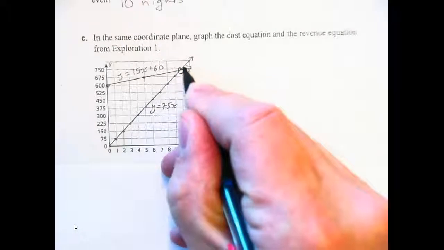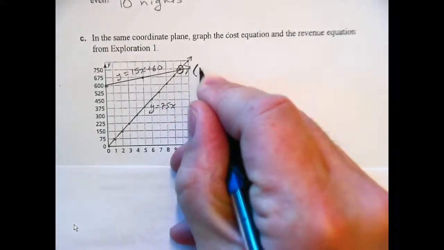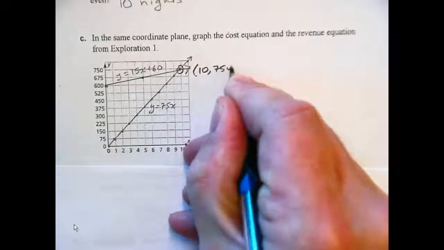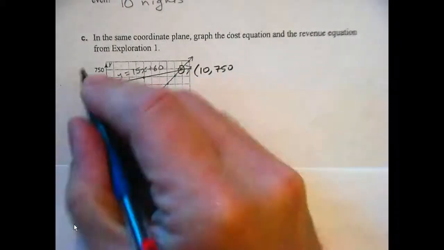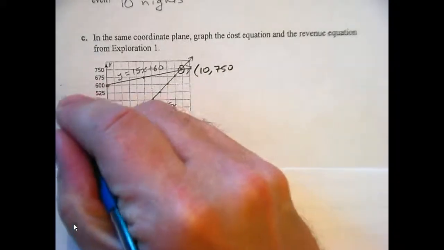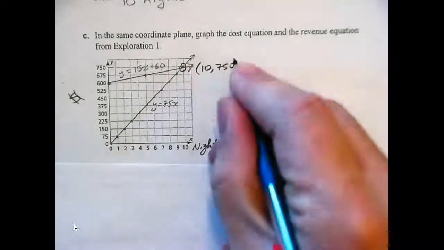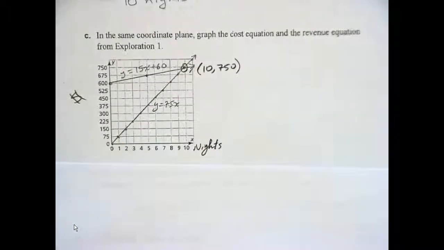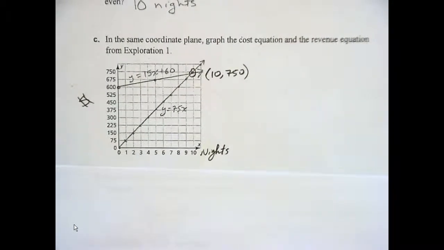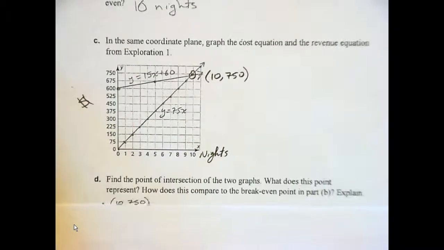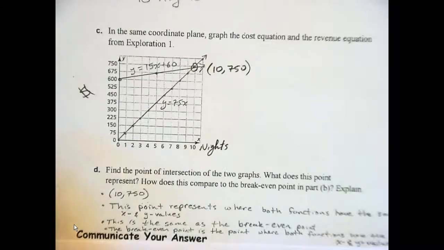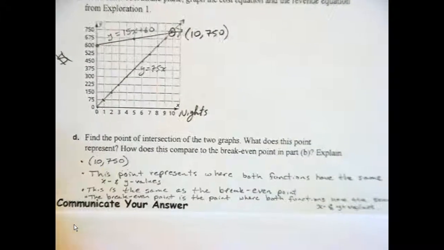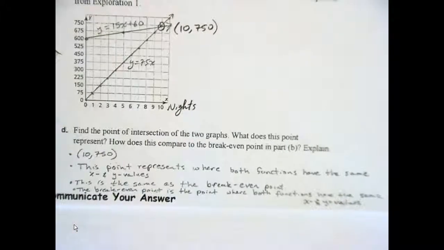If we're trying to figure it out, it is right here where they cross. That's where you get the ordered pair 10, 750. 10 meaning 10 nights. 750 is your amount, in this case your cost or your revenue. The point of intersection is (10, 750). This point represents where both functions have the same x and y values. So our point here is our break-even point.